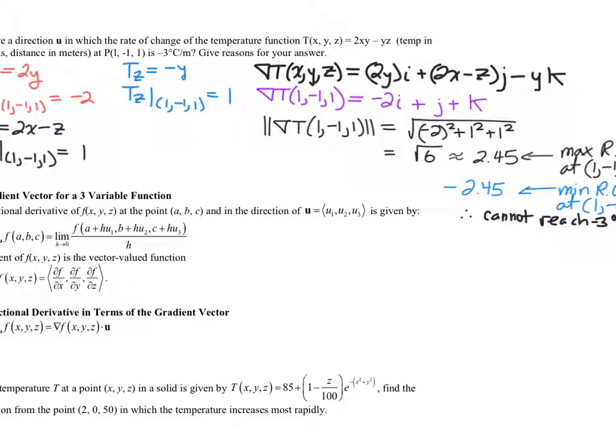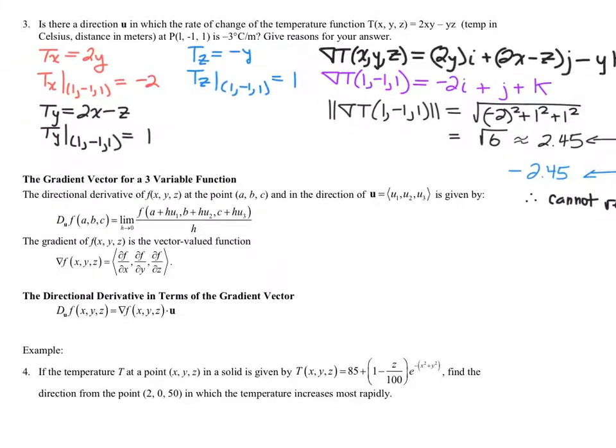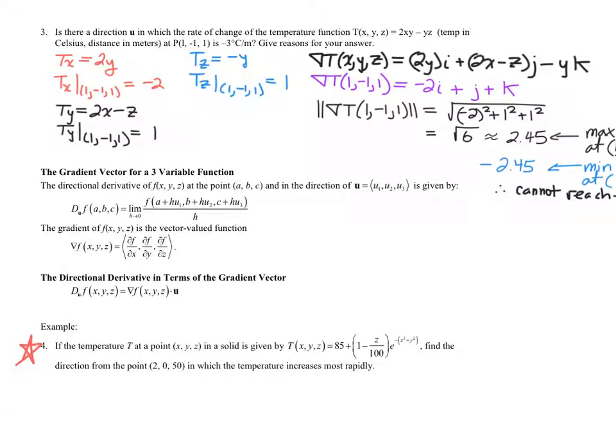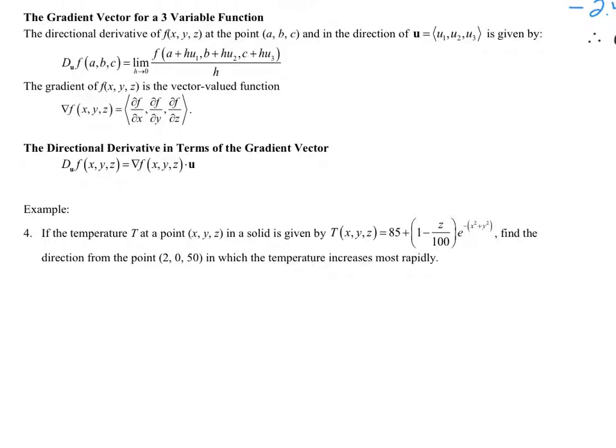All right. So the next one, I'm going to put a star on that because that just expands it to three variables, which we really just did. This was the prelude to the rule, and 4 is just an extension of that. So that should be fine. Temperature T at point (x, y, z) in a solid is given by that function. Find the direction from the point (2, 0, 50) in which the temperature increases most rapidly. All right, so we're looking for a gradient. So we need partials.